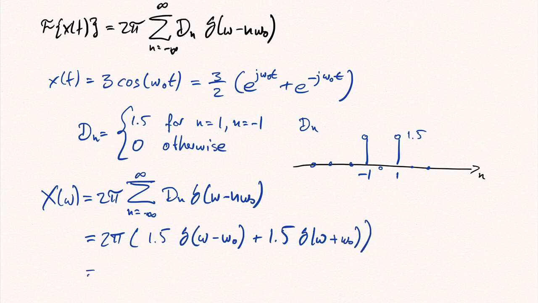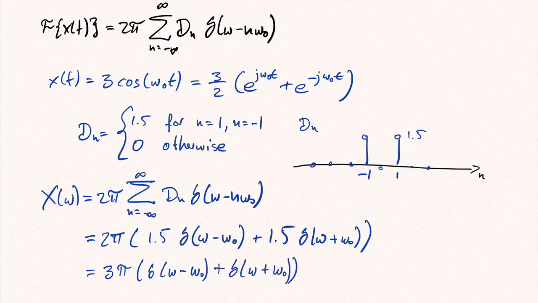Simplifying this slightly gives that this is equal to 3 pi times the Dirac delta of omega minus omega 0 plus the Dirac delta of omega plus omega 0, which in the frequency domain has a Dirac delta at minus omega 0 and a Dirac delta at plus omega 0, and both are scaled with the factor 3 pi.